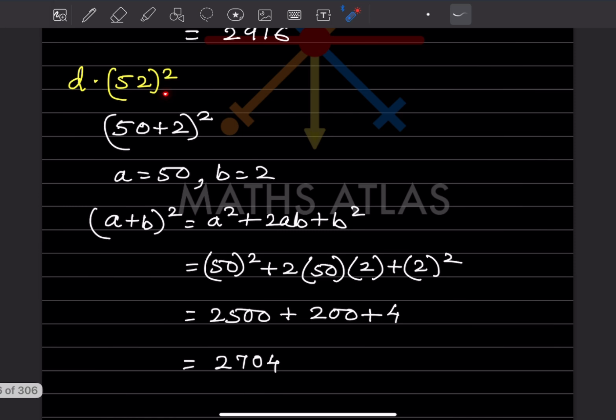Here again 52 square, (50 plus 2) whole bracket square, where A is 50 and B is 2. Same formula. So the steps are the same. You can have a look at this one.